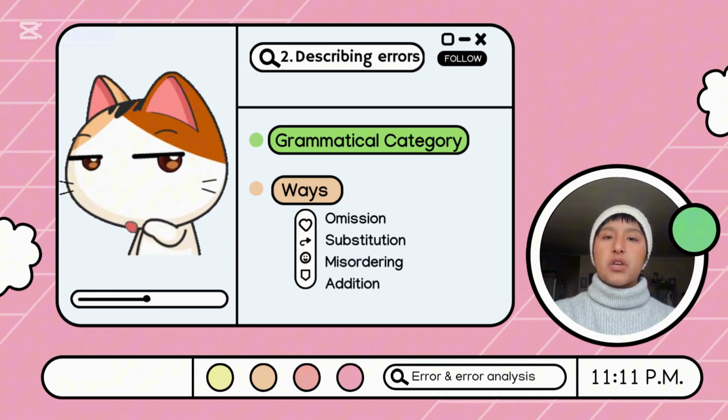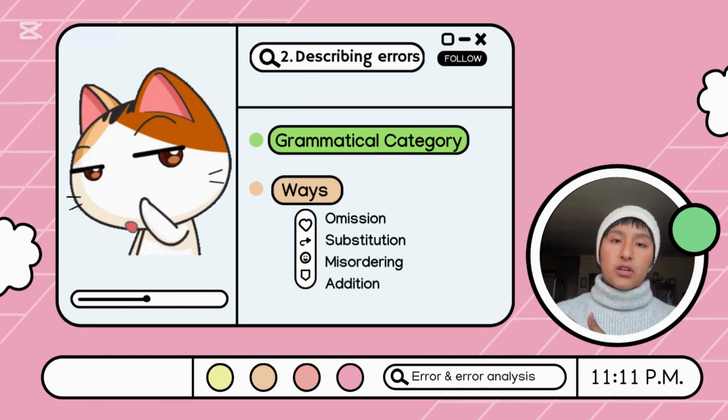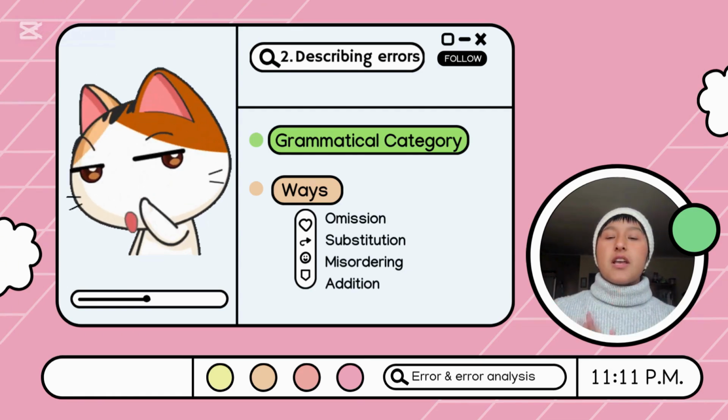Omission happens when we leave out an item that is required in the sentence. Substitution is when we use a grammatical form instead of another grammatical form, which would be the correct one. Then misordering refers to the order of the words. And addition is when we add something that is not really necessary to the utterance.